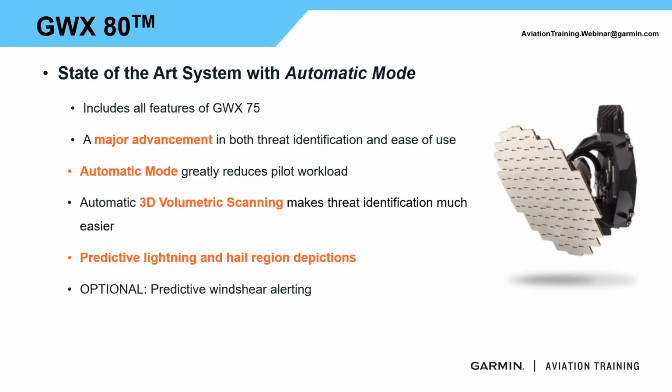Now the GWX-80, with automatic mode. That's the big advancement with the GWX-80. So we took the 75 and added automatic mode. Very similar to that ground-based radar where we talked about the 3D volumetric scanning, it takes multiple scans at multiple tilts, and then gives us a composite image of that return. So essentially it eliminates ground clutter and displays only those weather targets. Predictive lightning and hail regions are on there, and then predictive wind shear is an option for the 80.